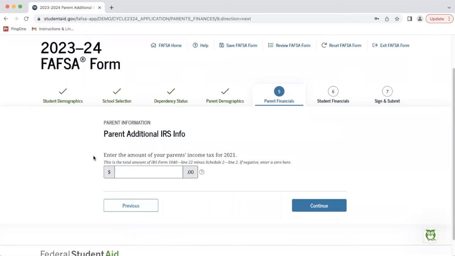Now the FAFSA asks us to enter the amount of parent income tax paid for 2021. This is the total amount from line 22 minus Schedule 2, line 2. Remember, if negative, they want us to put a 0 here.